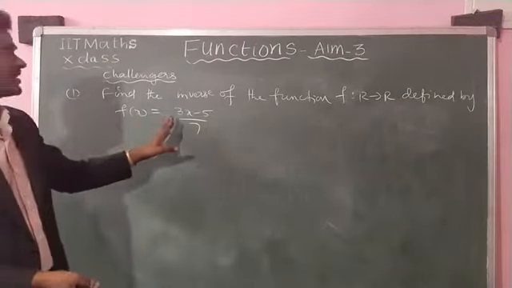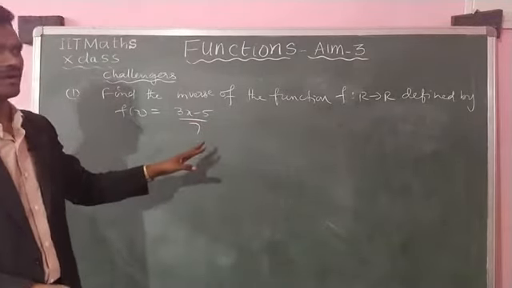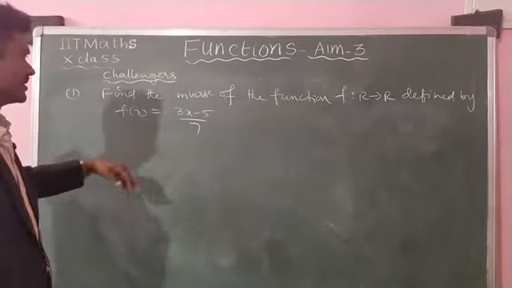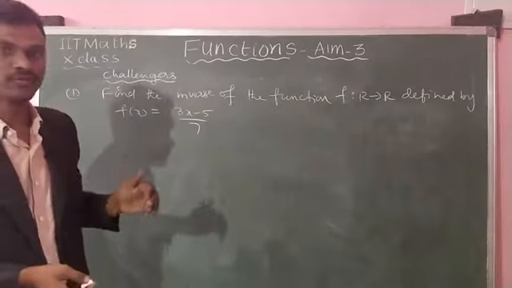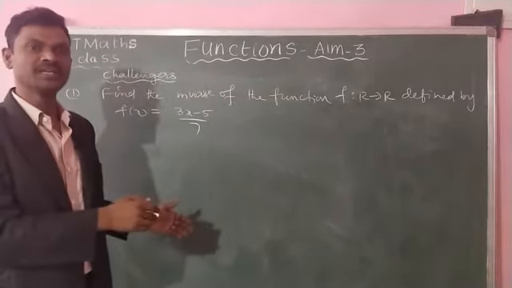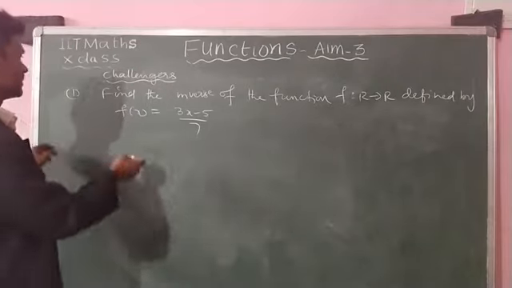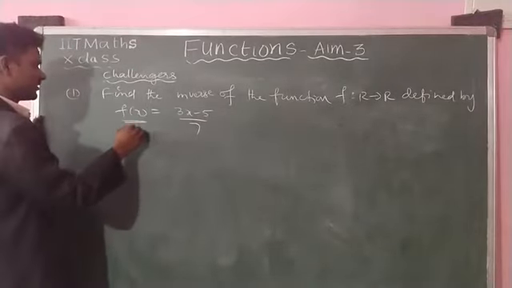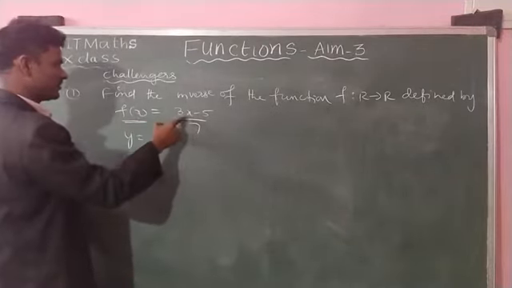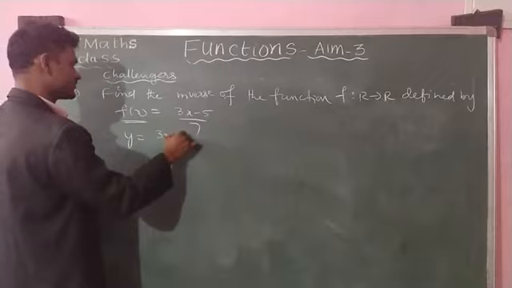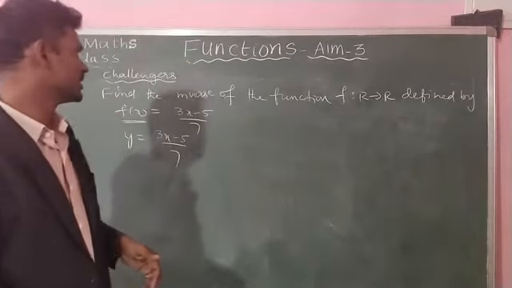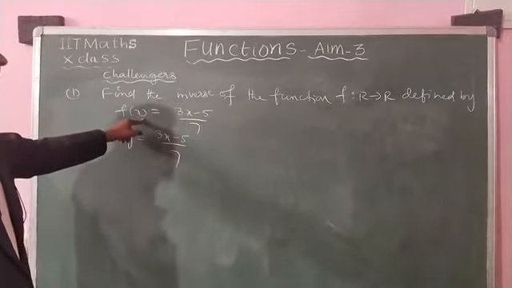See here, find the inverse of the function f, mapping from R to R, defined by f(x) is equal to (3x minus 5) by 7. Very easy. To find the inverse, first we have to express x in terms of y. f(x) is equal to y, which is the dependent variable, and x is the independent variable. Now y is equal to (3x minus 5) by 7.